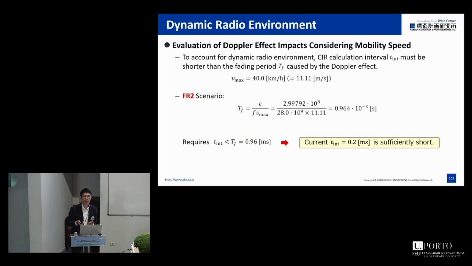So finally, we consider Doppler effects in these scenarios. The vehicle speed reaches up to 40 kilometers per hour in this scenario. For FR2, the fading period is about 1 millisecond. Our CIR update interval is 200 microseconds, so it is fast enough to capture the channel dynamics.